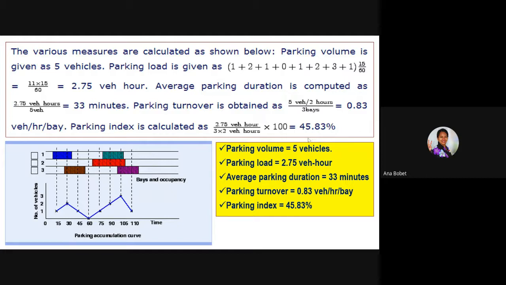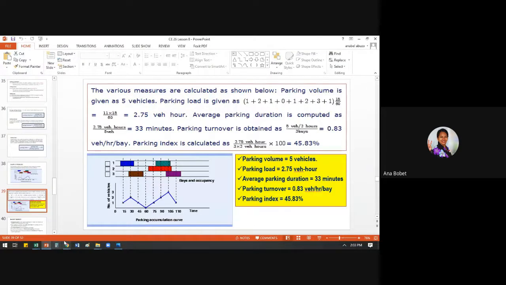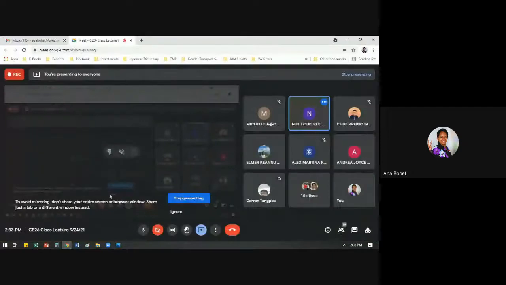Fair? Good? Or let's say, turnover is capacity, efficiency. Is it efficient or inefficient? Inefficient. Efficient or inefficient atong parking area? Dili ba na efficient? Inefficient or efficient atong parking area?